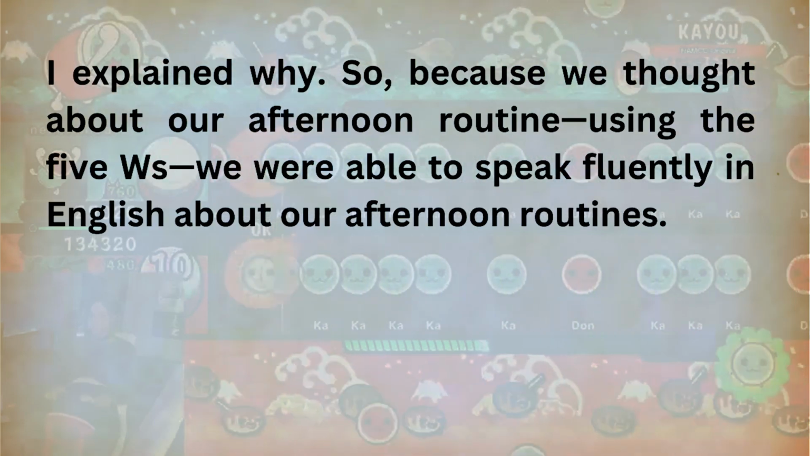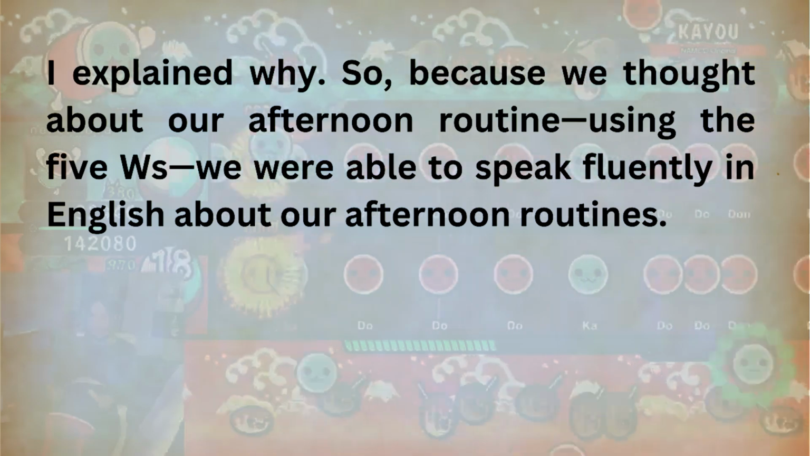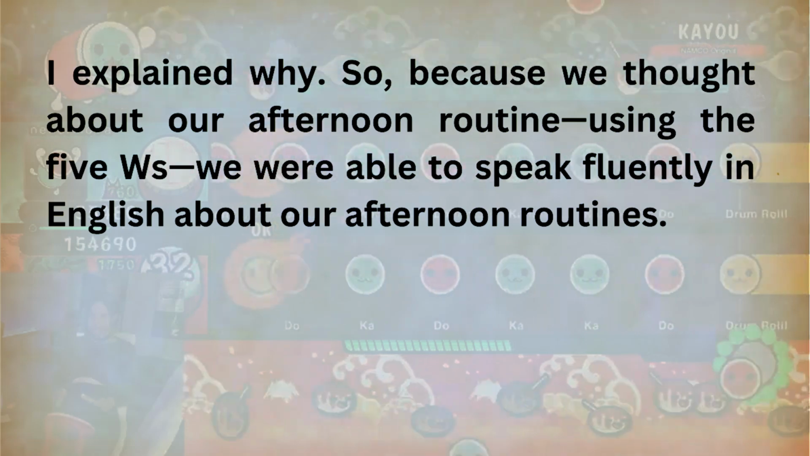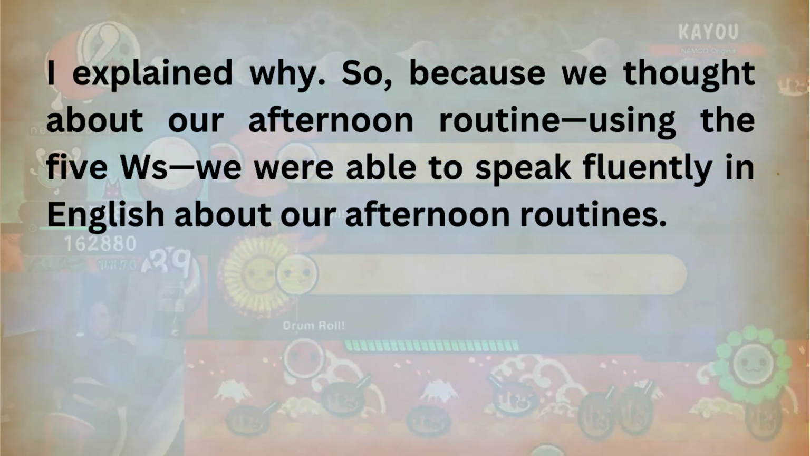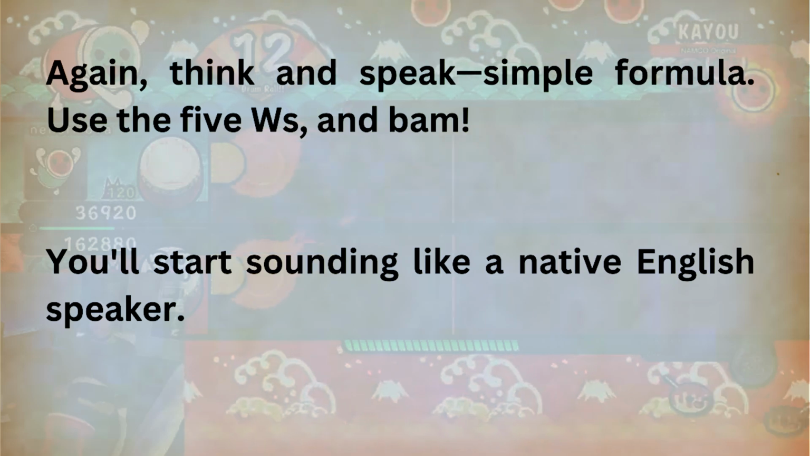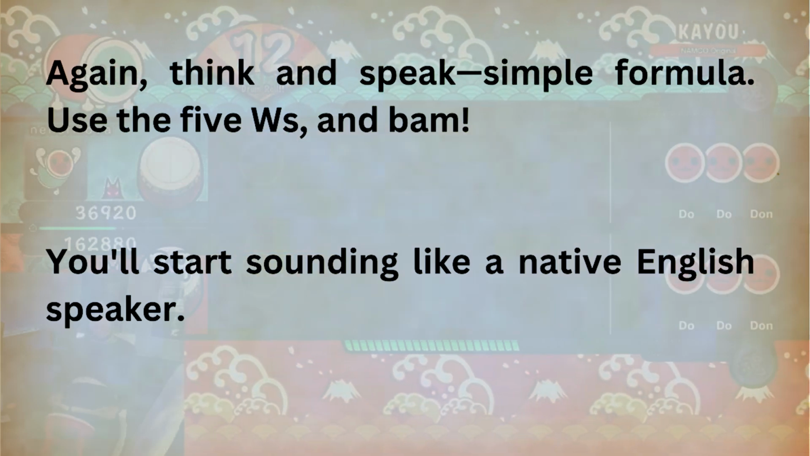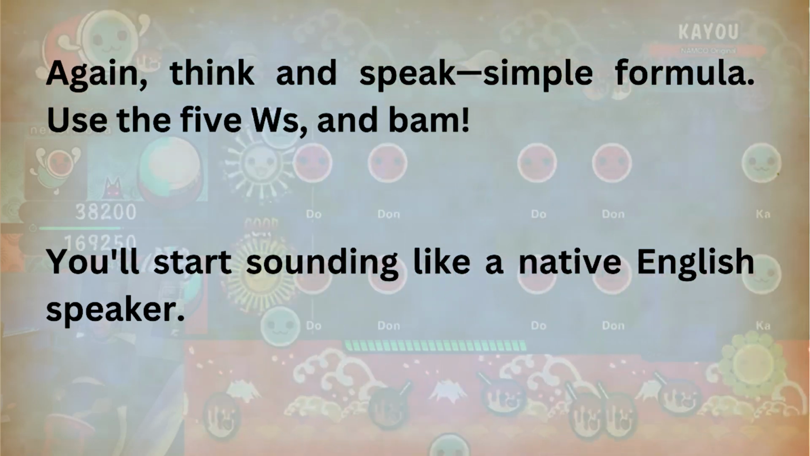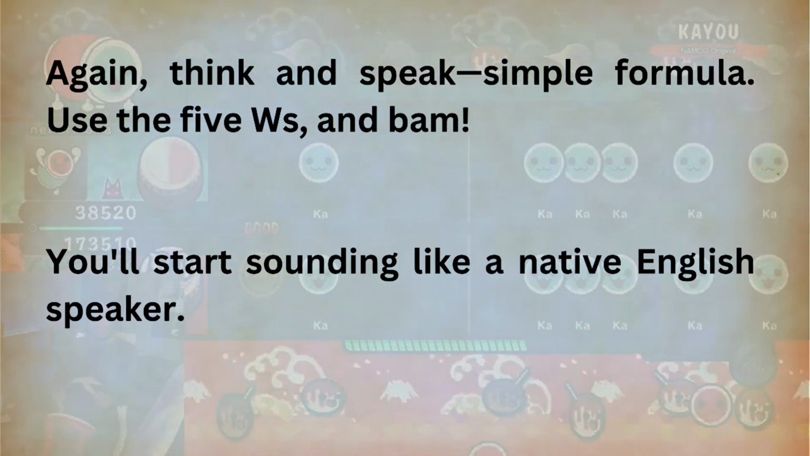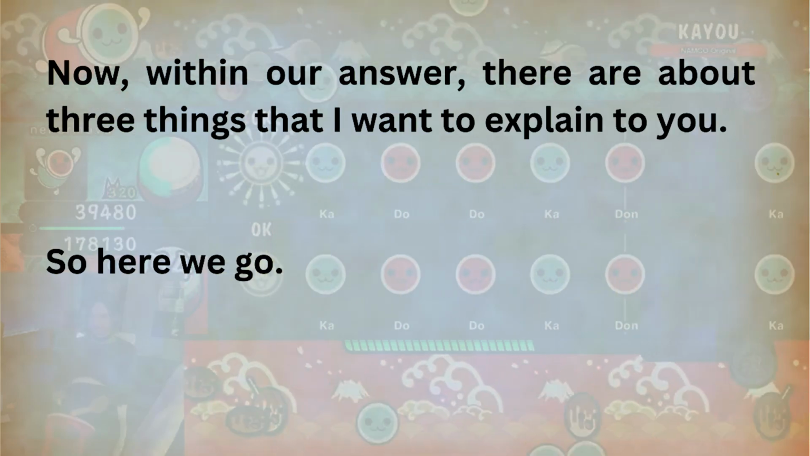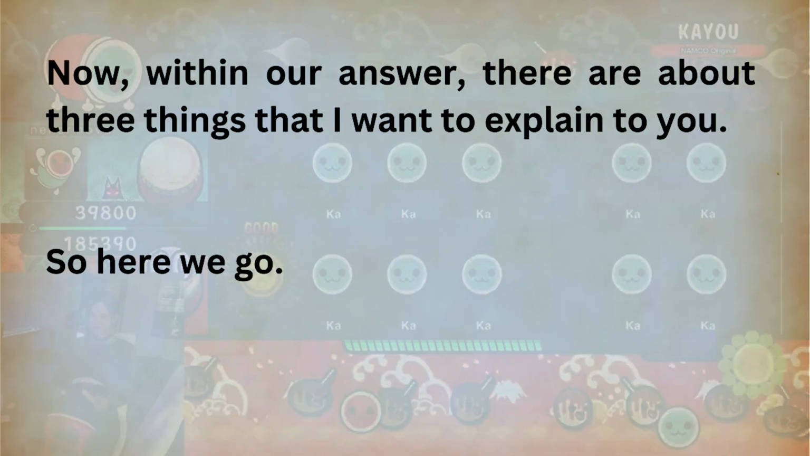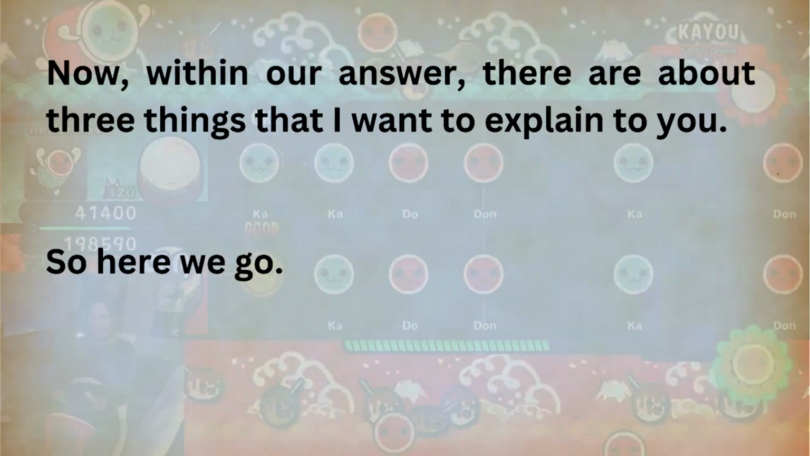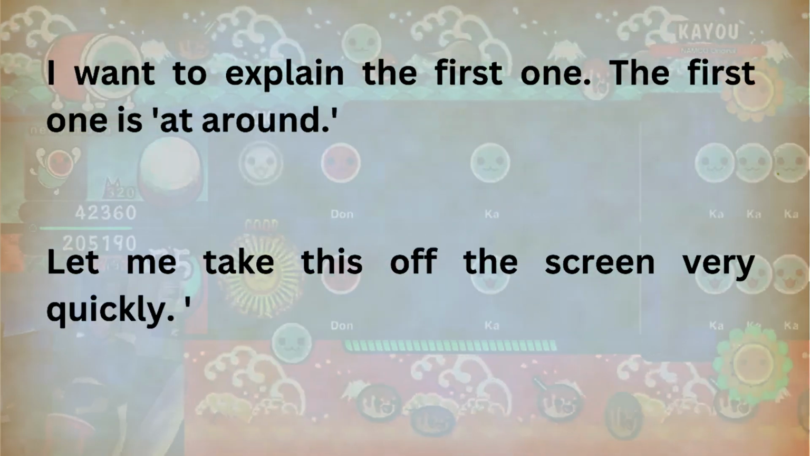I explained why. So, because we thought about our afternoon routine using the 5 W's, we were able to speak fluently in English about our afternoon routines. Again, think and speak. Simple formula. Use the 5 W's, and bam! You'll start sounding like a native English speaker. Now, within our answer, there are about 3 things that I want to explain to you. So here we go. I want to explain the first one.